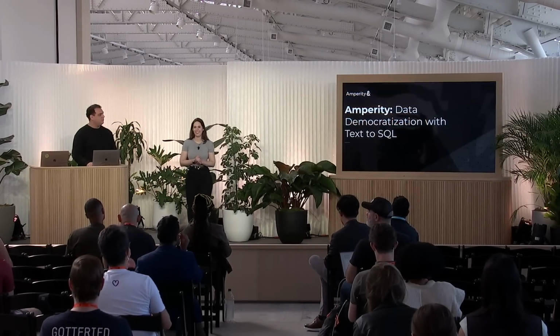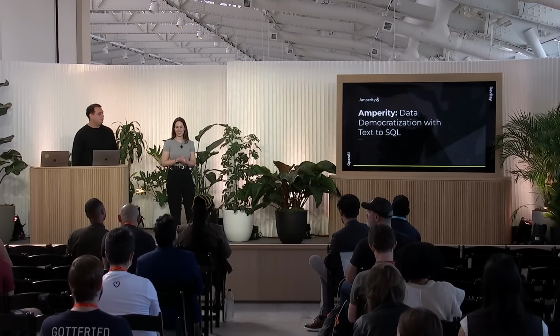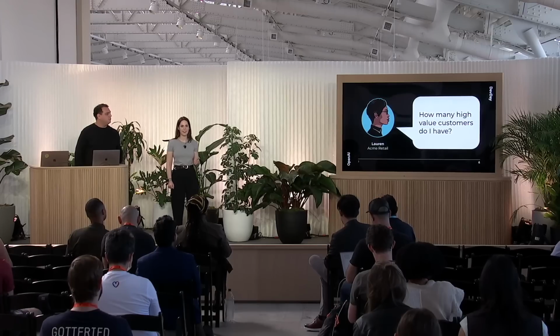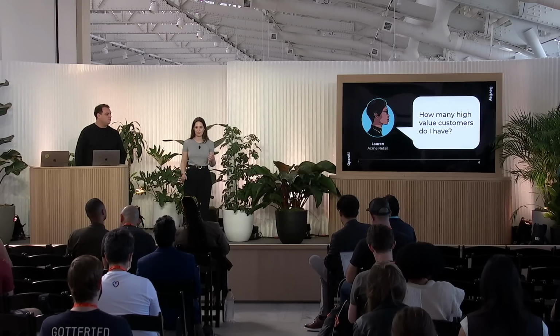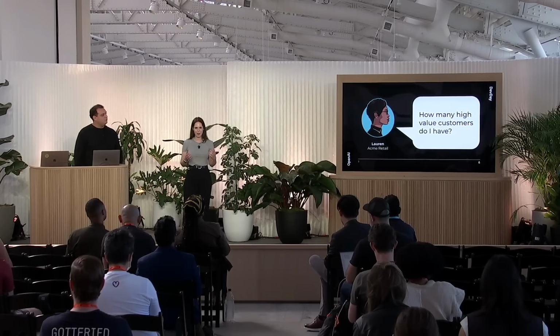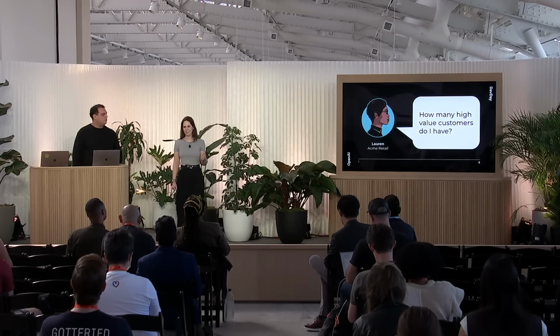We're Joyce and Camden from Amperity. Amperity is a customer data cloud. We unify and centralize customer data for many of the world's largest brands. And today we're going to be talking about how we've built on top of OpenAI's models to help brands make sense of their really complex customer data.